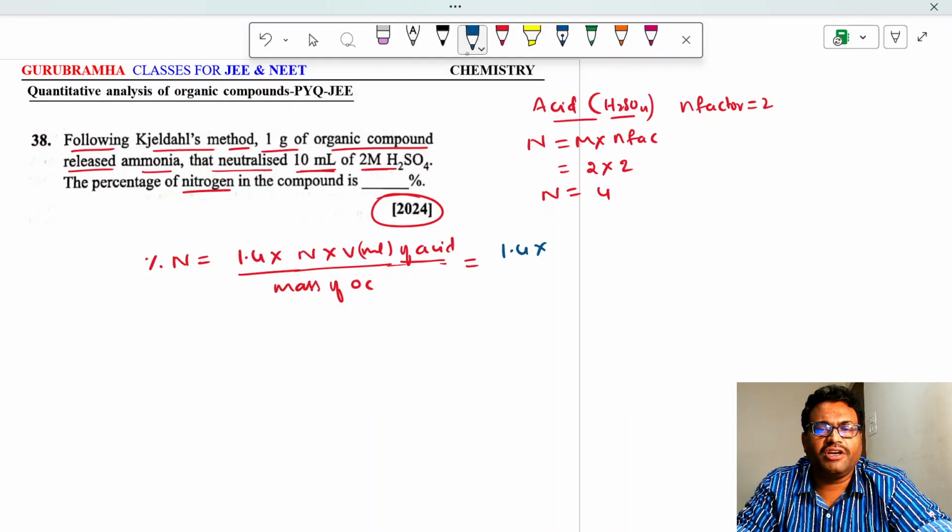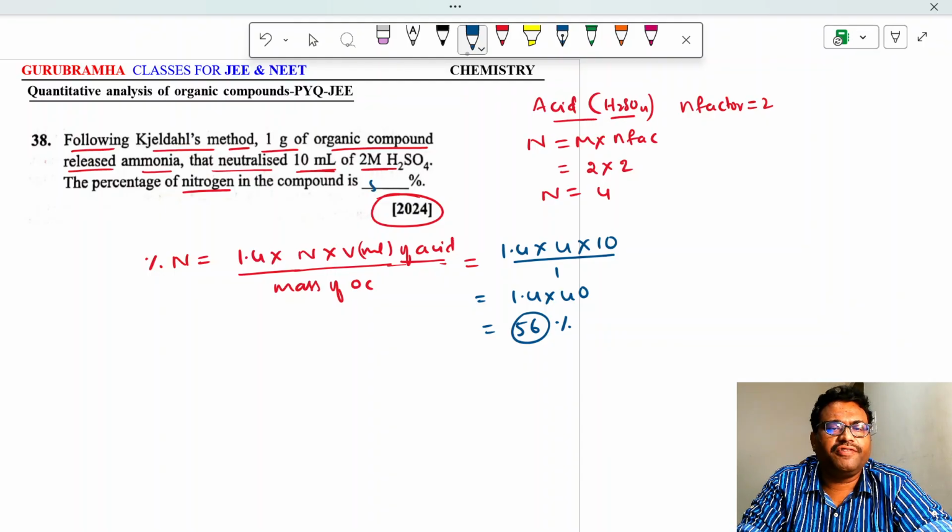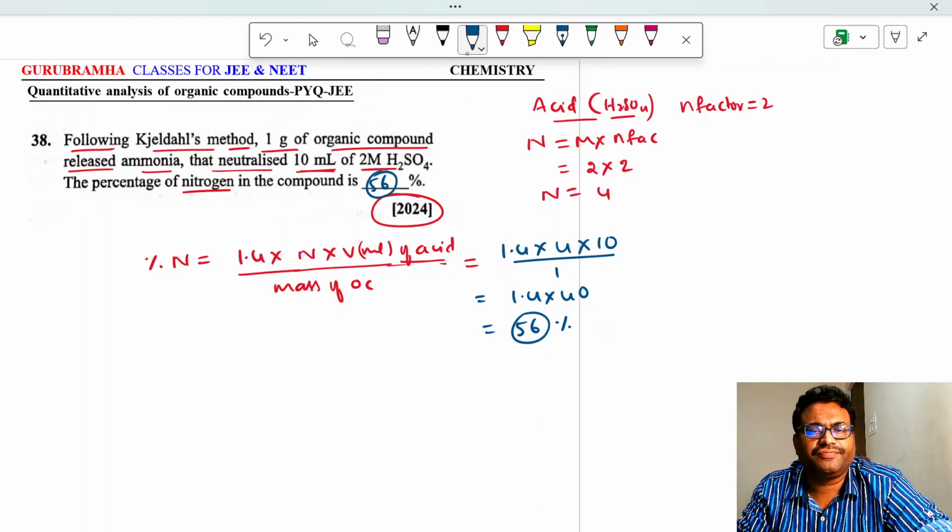What do you get? 1.4 into normality 4 into volume of the acid 10 ml, by 1. That is equal to 1.4 into 40, that is equal to 56. So 56%. 1.4 into 40, sir, 56, right? So what do you get as the answer? 56%. Understood?